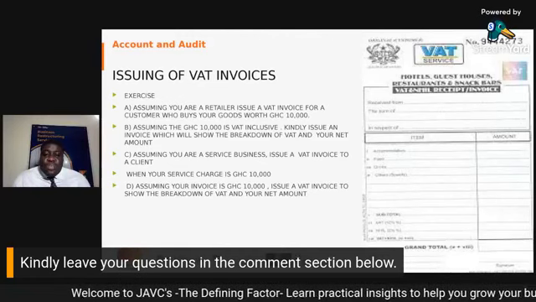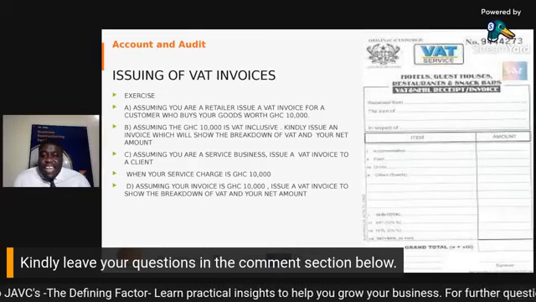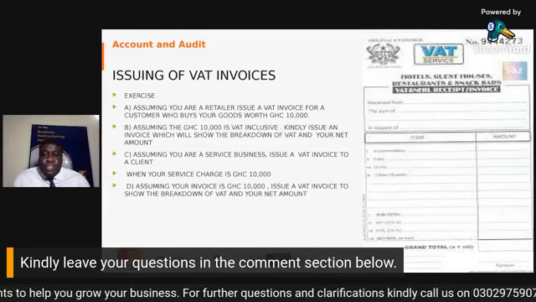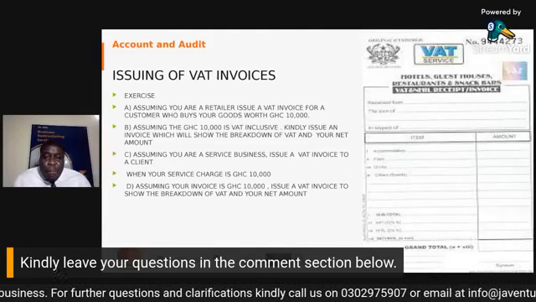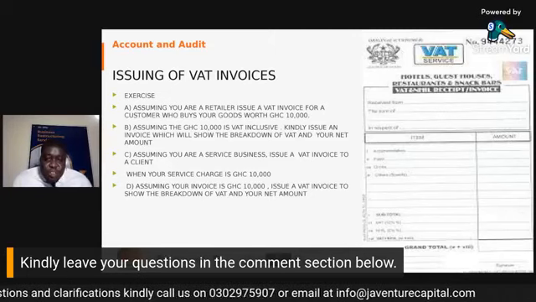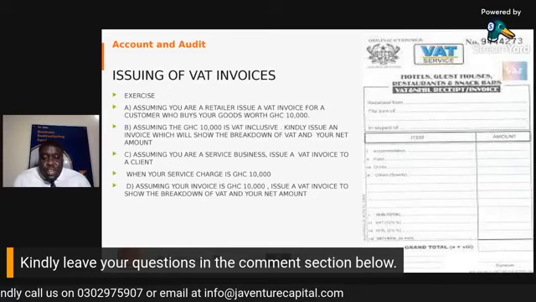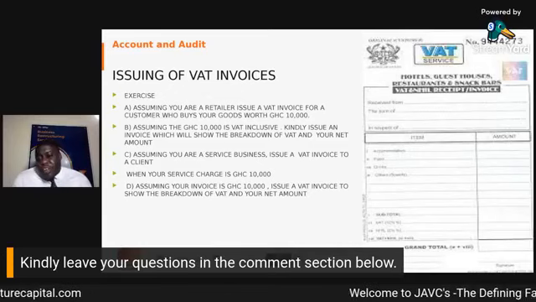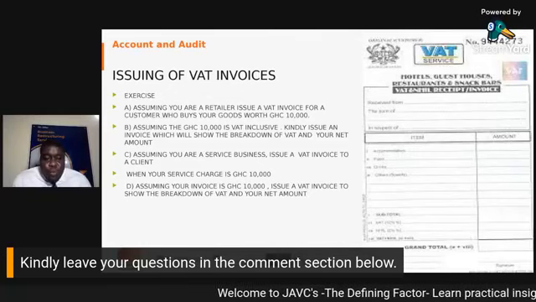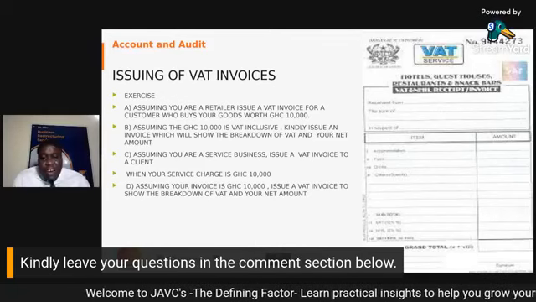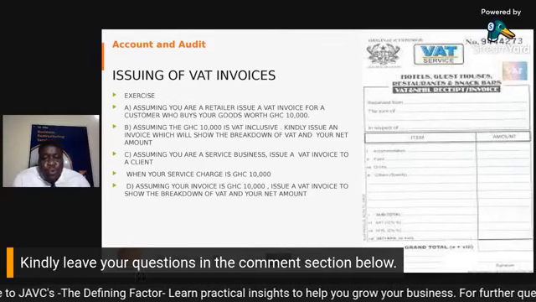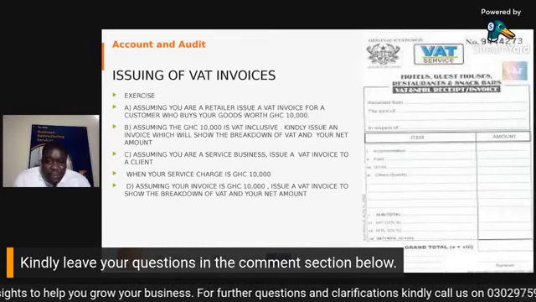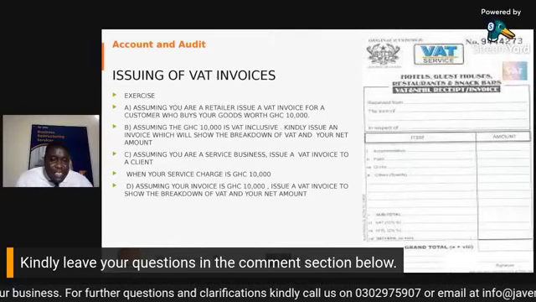Then the second one says, well, assuming the 10,000 is VAT inclusive, kindly issue an invoice which will show the breakdown of VAT and your net amount. So what I told you is that the amount that comes to you is 100. The amount that goes to government, like in the first one, is 1% COVID and 3% VAT. So what goes to government is 4. So if I want what comes to me, it will be 100 over 104 times the 10,000. Because why? This 10,000 includes government.